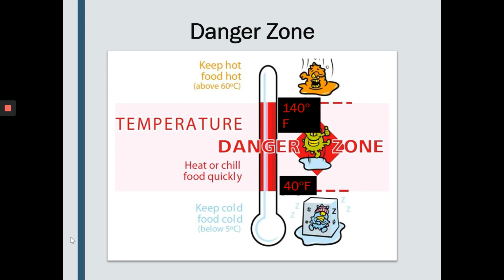The danger zone applies to perishable foods, which are foods that will spoil if they are not refrigerated. Perishable foods include meat, produce, and dairy products.